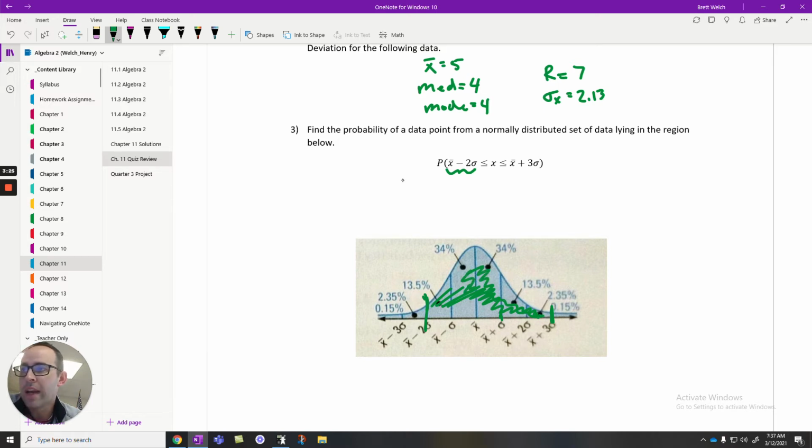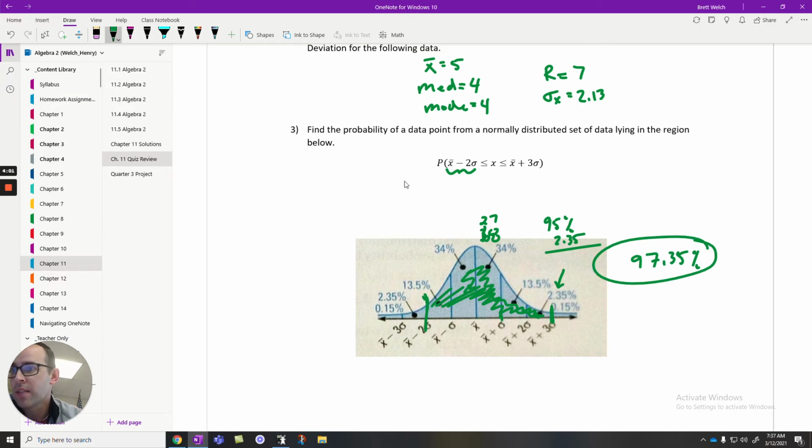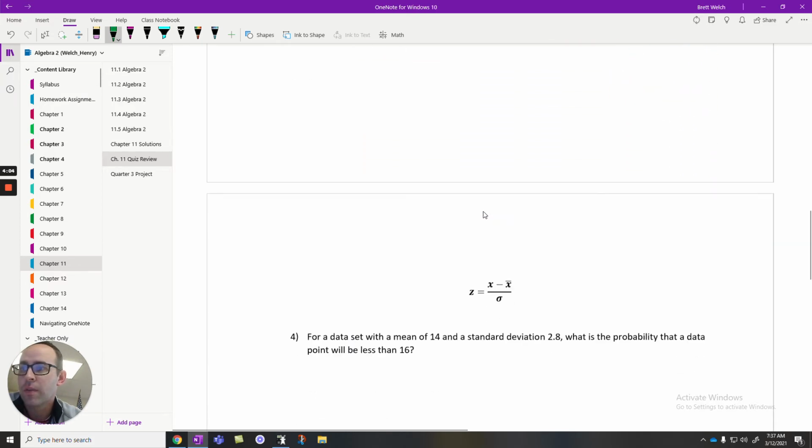Well, all I have to do is add up these different percentages, these probabilities. So 34 and 34 is 68. This 13.5 and this 13.5 is 27. So 27 and 68 would be 95%. But then I also have one of these 2.35s. So 2.35, I add that up and I get 97.35% probability of landing between those two spots. That's just adding those up. And you can use your calculator to do that if you want.